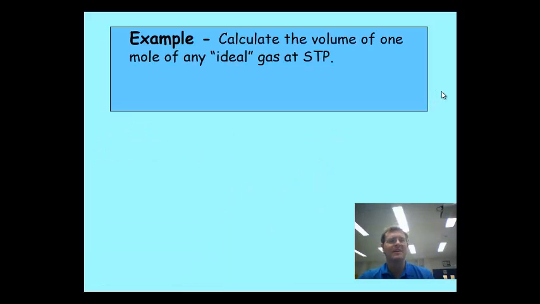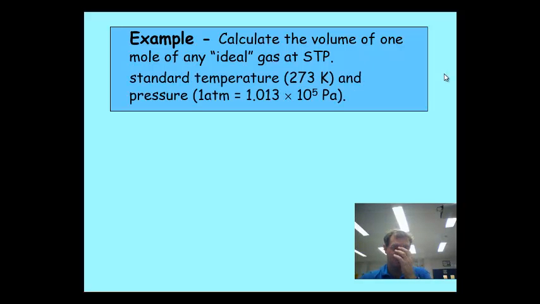So give me an example here. Calculate the volume of 1 mole of an ideal gas at STP. Now that means standard temperature and pressure. So we're going to use standard temperature as 273 degrees Kelvin and pressure to be 1 atmosphere, which is 1.013 times 10 to the 5 pascals. Think about how you do this calculation.